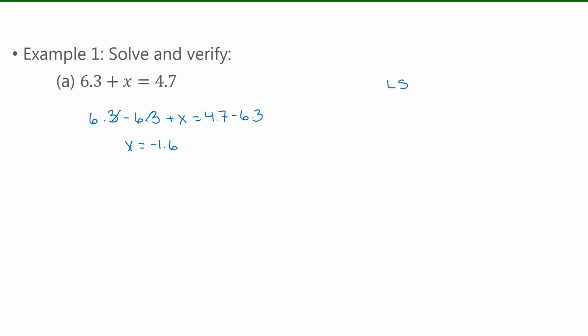And then to verify that, I'll set up my left side, right side chart, and I will replace x with negative 1.6 on the left, and I have 4.7 on the right. Now when I work out the left, I do get 4.7. So since the left side and the right side are equal here, we verified our solution.